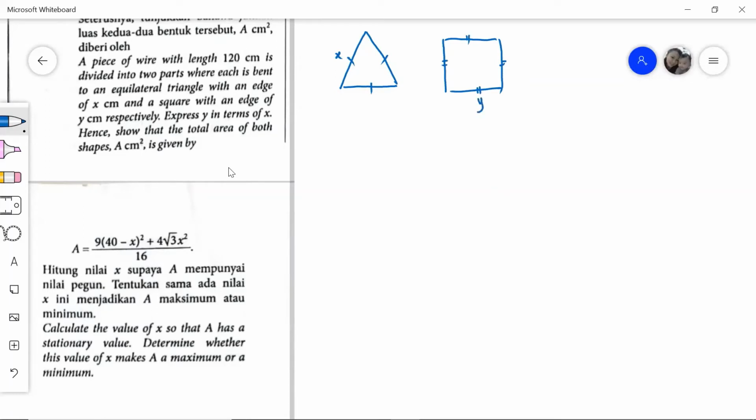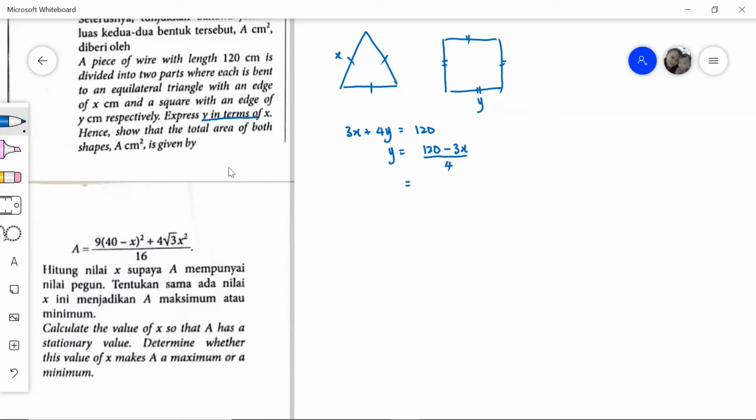All right, and then the total length of the wire is 120 cm. So we have to express y in terms of x. We know that 3x plus 4y will give us 120 cm. Since we need to make y the subject, let's rearrange the equation. That will be 120 minus 3x equals 4y. So to find y, the whole thing is divided by 4.